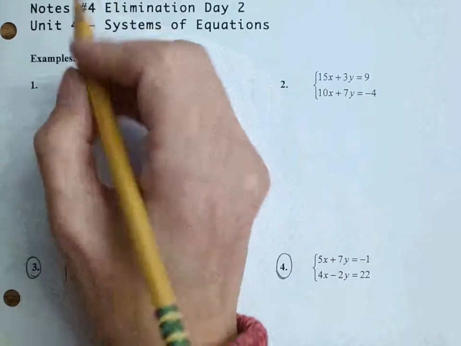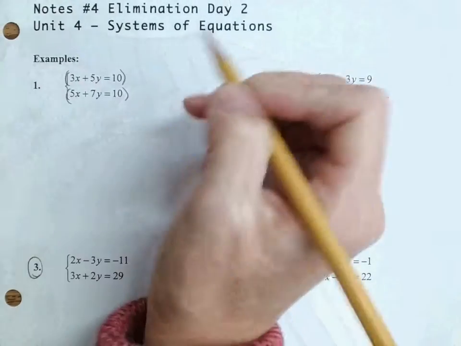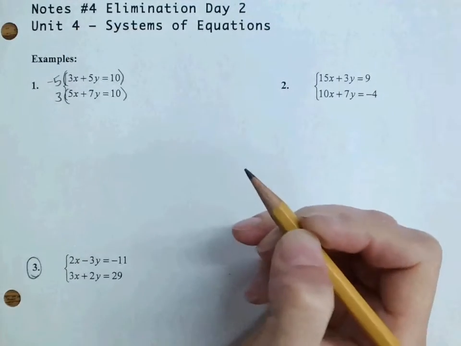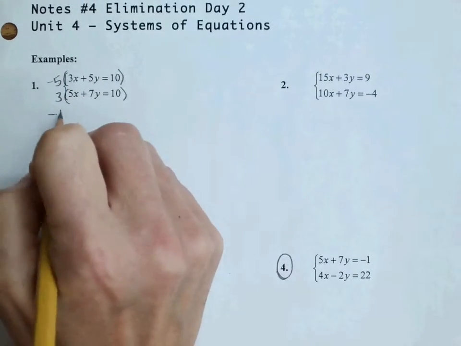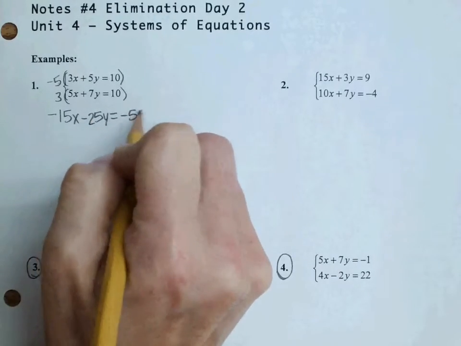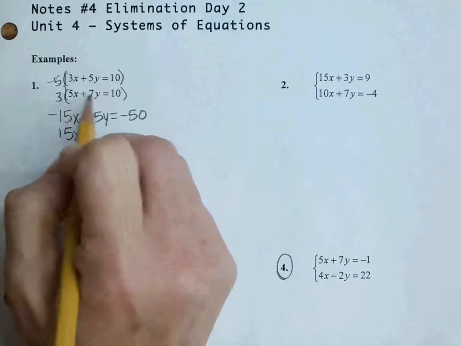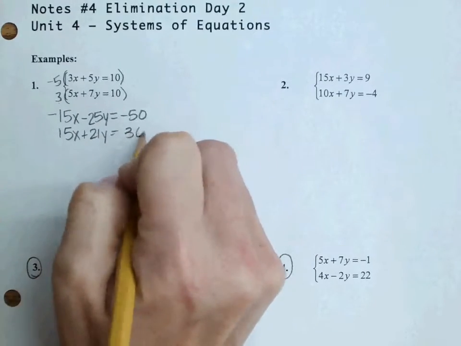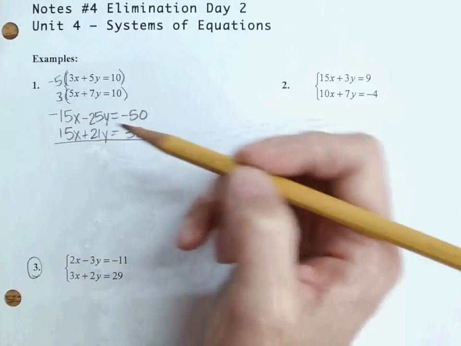So I'm going to multiply one equation by 5 and the other by 3, but one of them has to be opposite, so I'll have a negative 5 and a positive 3. Make sure you multiply every term by that negative 5. So we get negative 15x minus 25y is equal to negative 50. Then 3 times 5x is 15x, 3 times 7y is 21y, and 3 times 10 is 30. Again, I multiplied each equation by a number, and I have created opposites.